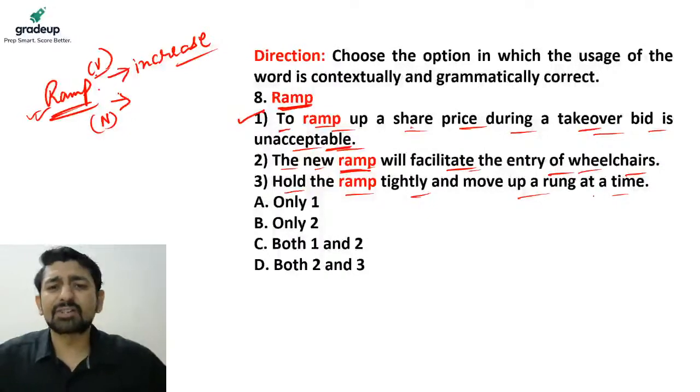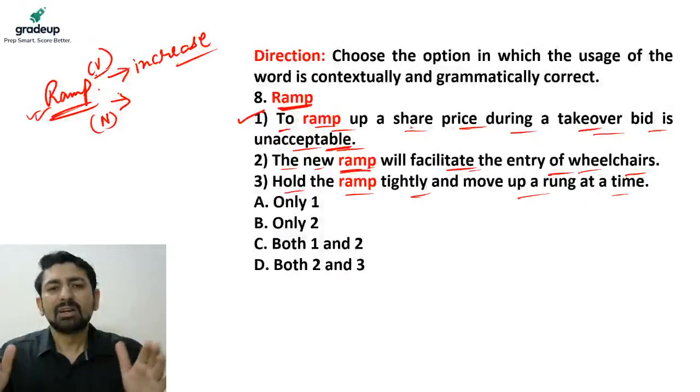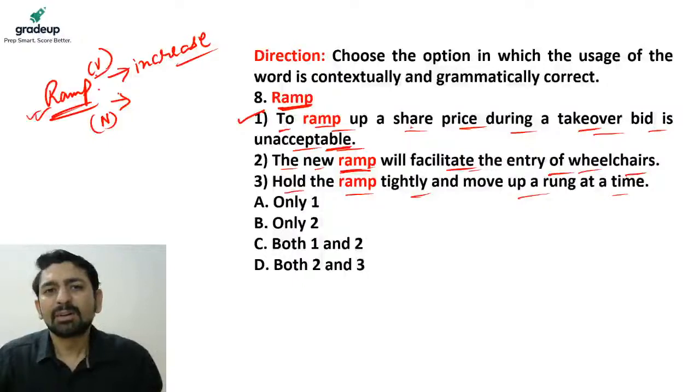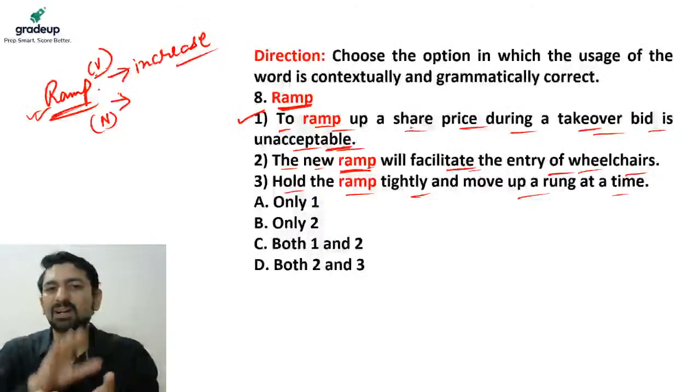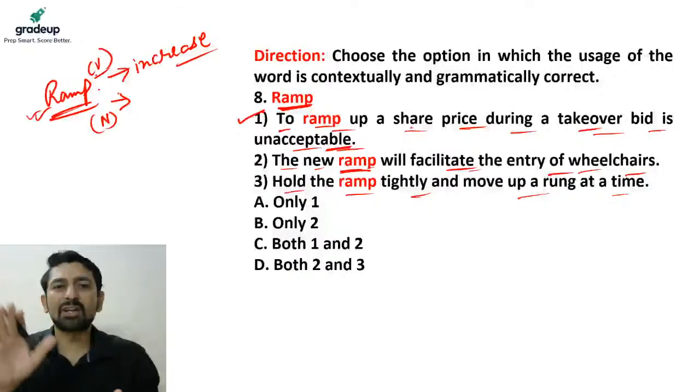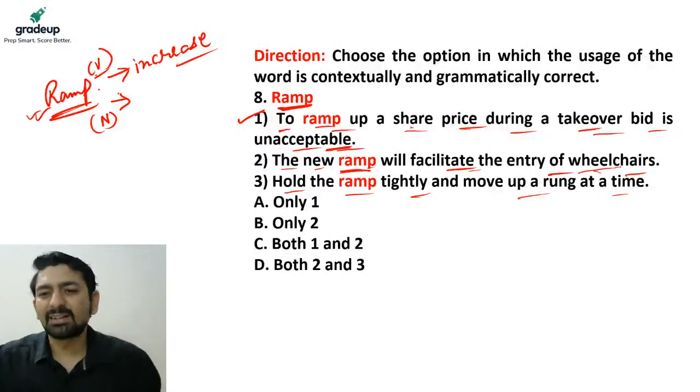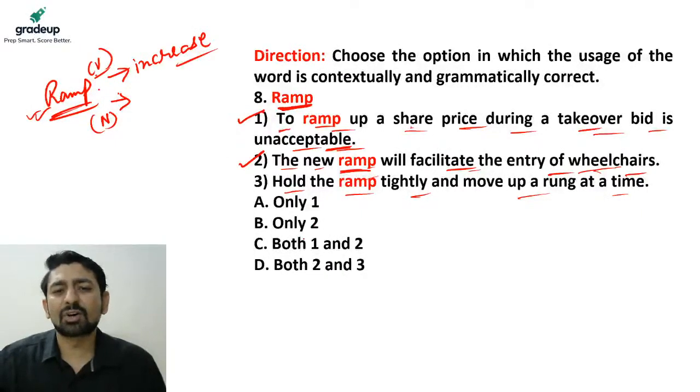The meaning is understood. The new ramp structure will help the entry of wheelchairs, because the wheelchairs can be pushed and taken to another level. Similar to what we do with cars for washing, we park them on a ramp. Similarly, the ramp is used for wheelchairs here. The meaning absolutely suits fine. So the second sentence is also correct.